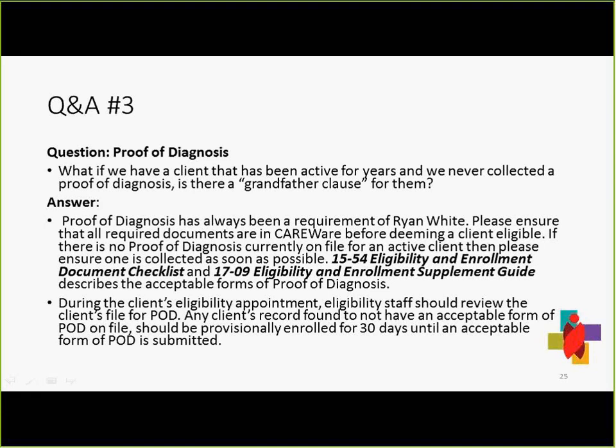If there's no proof of diagnosis currently on file for an active client, then please ensure one is collected as soon as possible. Common Guidance Document 1554, the Eligibility and Enrollment Document Checklist, and Common Guidance Document 1709, the Eligibility and Enrollment Supplement Guide, describe the acceptable forms of proof of diagnosis. During the client's eligibility appointment, eligibility staff should review the client's file for proof of diagnosis. Any client's record that is found to not have an acceptable form of proof of diagnosis on file should be provisionally enrolled for 30 days until an acceptable form of proof of diagnosis is submitted.